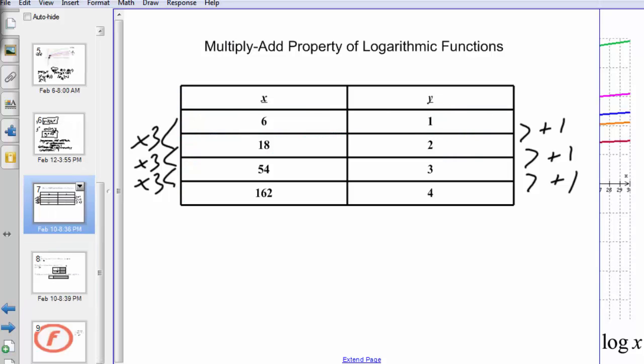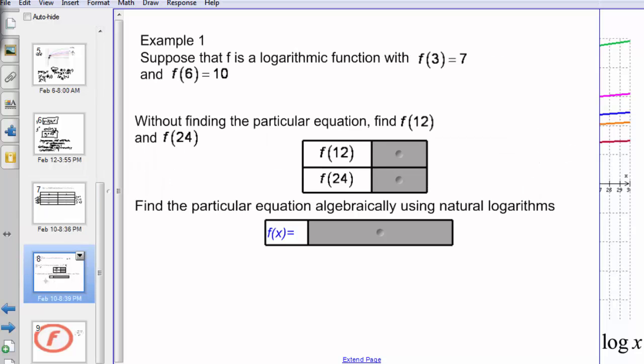Right, so how would that work in a problem? Well, here we are told that we have a logarithmic function, and we're given a couple of data points. f(3) = 7, and f(6) = 10. So without finding the particular equation, can I find f(12) and f(24)?